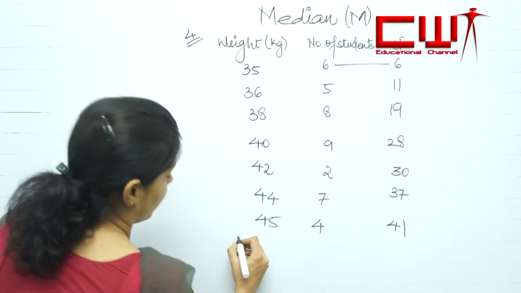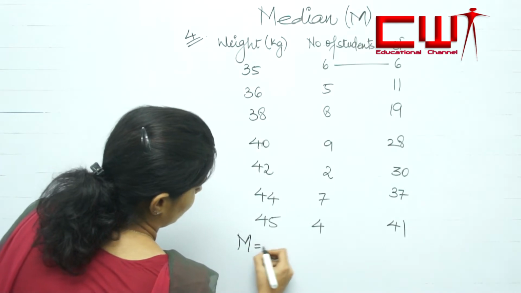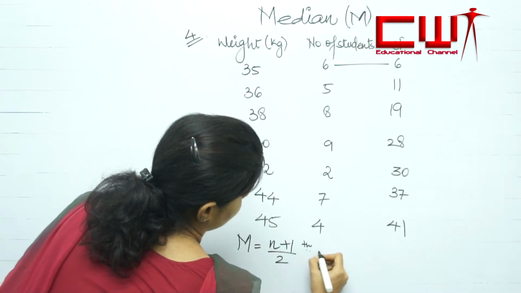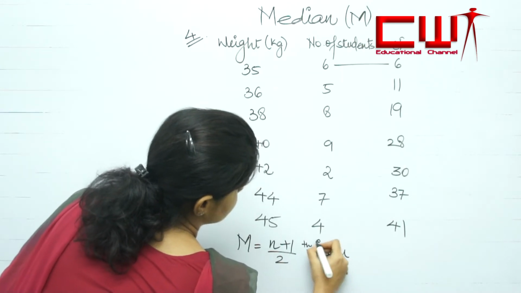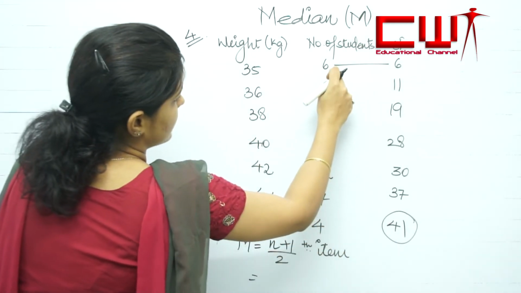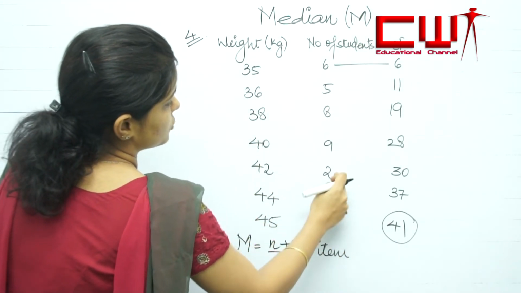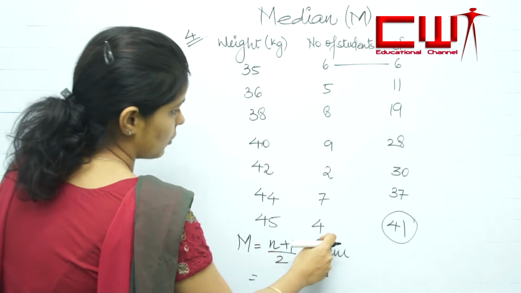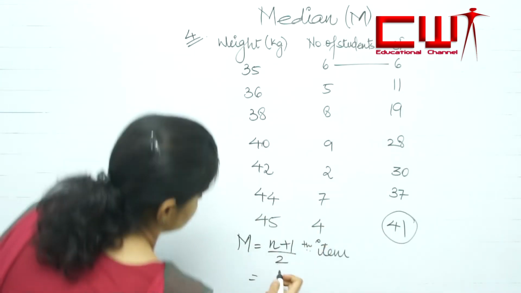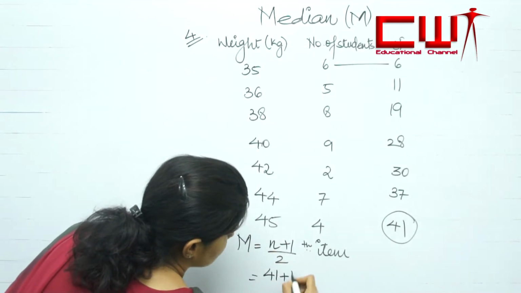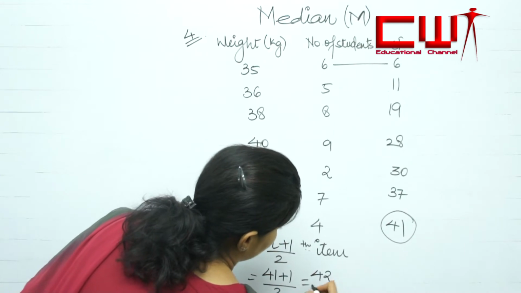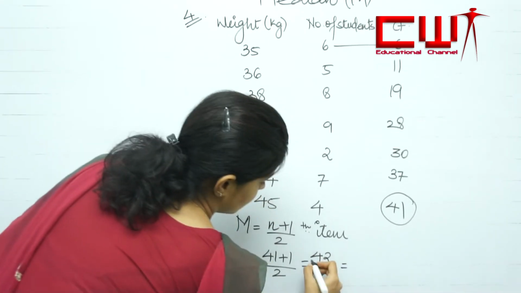Let's put the formula and find out the median. M equals (N plus 1) upon 2th item. Right? So what is N? N is this last number. Even if you add 6 plus 5 plus 8 plus 9 plus 2 plus 7 plus 4, that will also give you 41, or you take the last number, that is 41. 41 plus 1 upon 2th item, that is 42 by 2, or how much can you say that is?